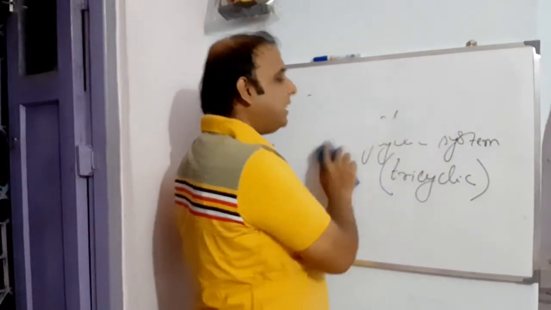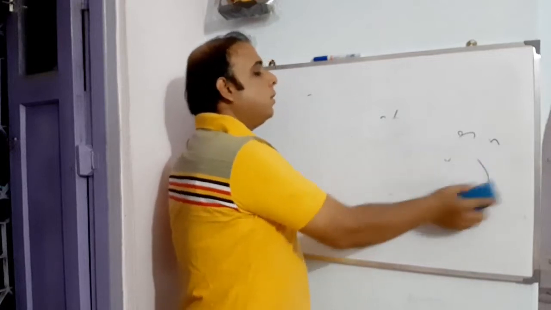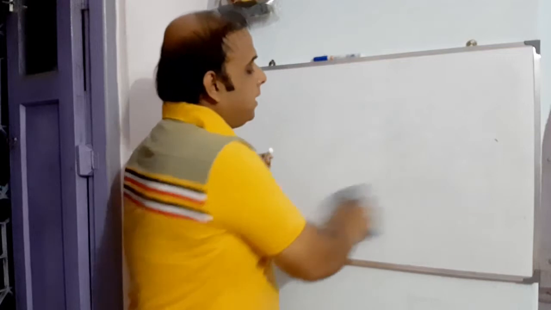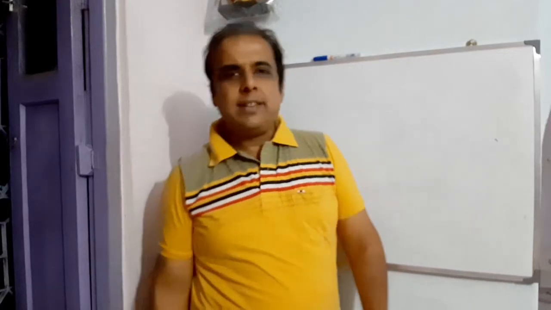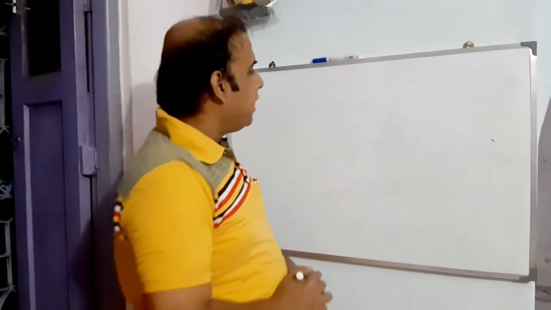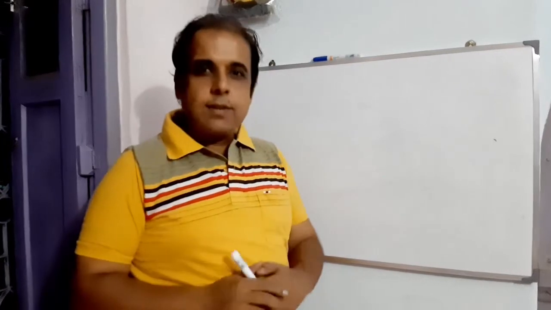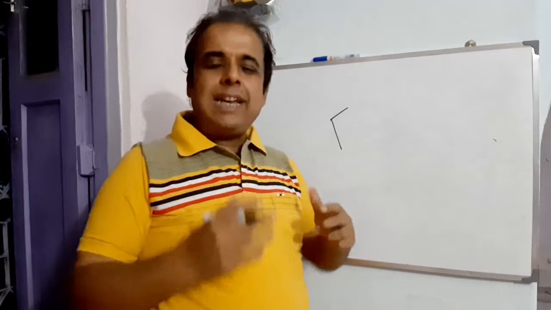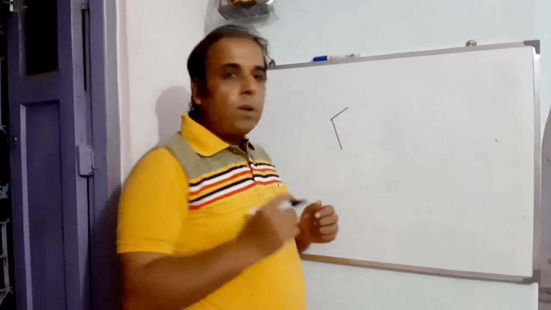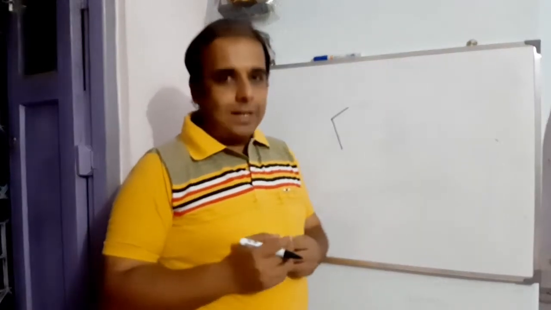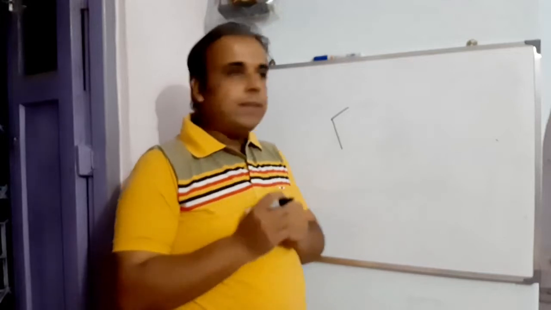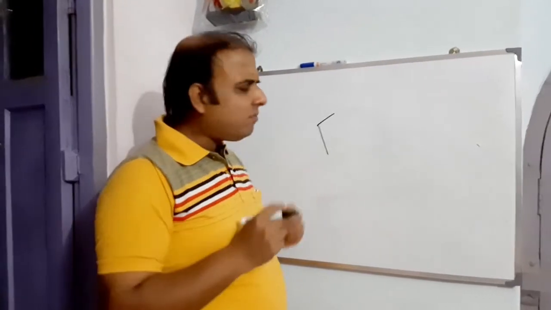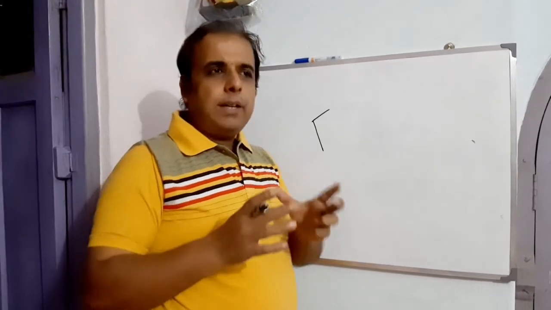So what exactly are the rules which need to be followed while dealing with tricyclic system nomenclature, right? Let me brush it up once again. What exactly did we do in the bicyclic system? We have seen that there are three different categories, right? And the one which is found to be the bridged one, that is the middle one, there we found that some rules are being followed.